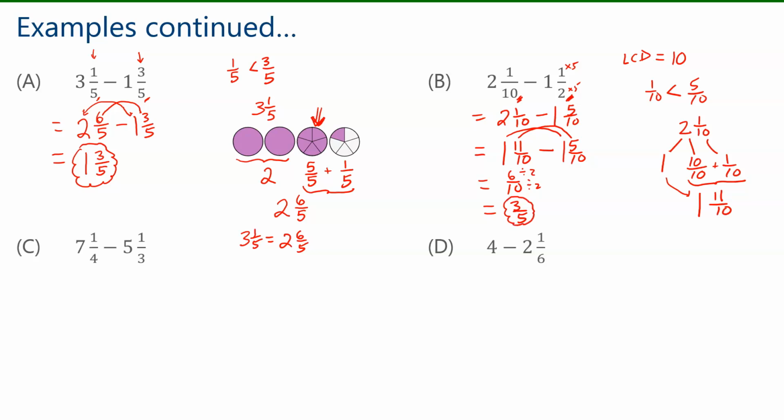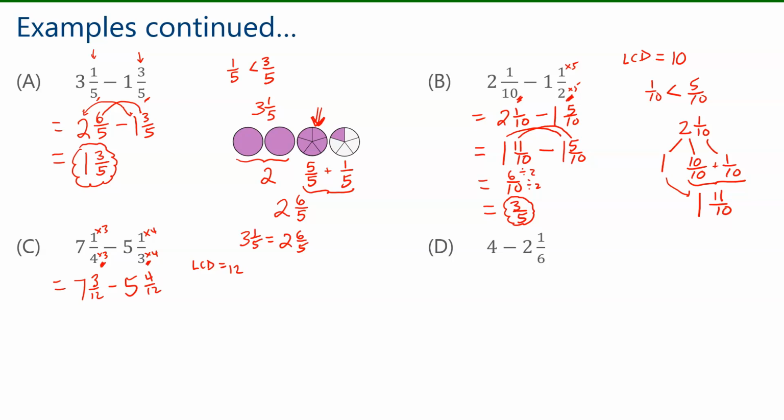In C, 7 1/4, subtract 5 1/3. Check the denominators of the proper fractions, a 4 and a 3. Not the same. We want to be able to compare those proper fractions. That's why we go for the LCD, and the LCD for 4 and 3 is 12. This time I need to rewrite both of these proper fractions with a denominator of 12. 4 times 3 is 12. 1 times 3 is a 3. 3 times 4 is 12. 1 times 4 is 4.